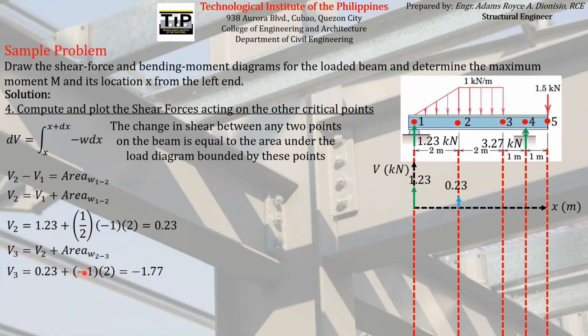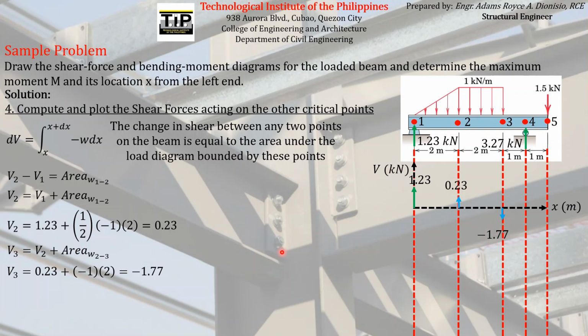So always take note of the sign of the load diagram. Since it is pointing downward, it must have a sign of negative. So what does this mean again? This just means that the shear force acting on point 3 is just equal to negative 1.77. Since it is negative, if we plot that here, it must be located below the horizontal axis, just like how we plot points on a Cartesian coordinate system. So it has a magnitude of negative 1.77.